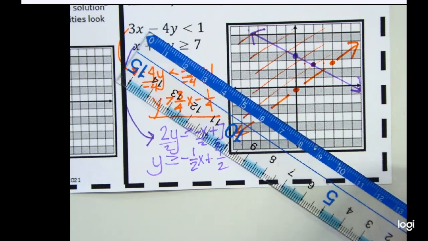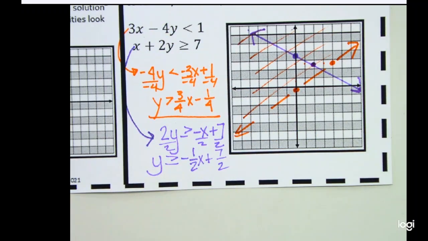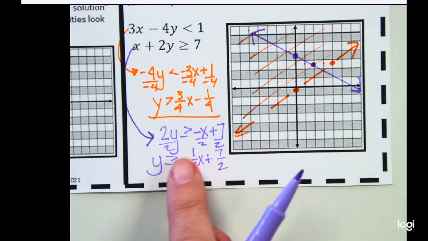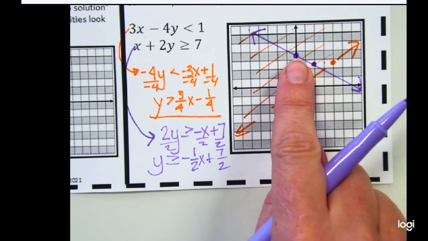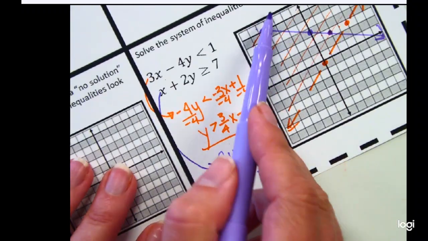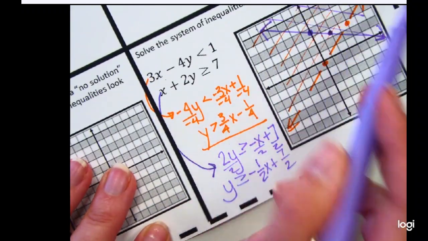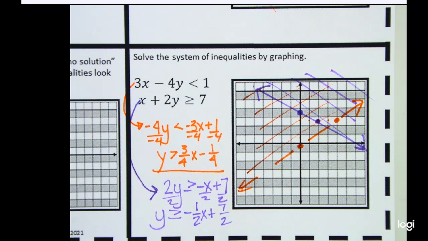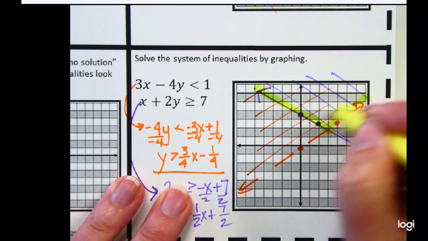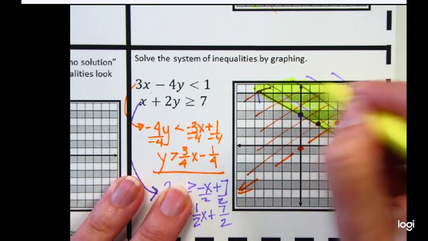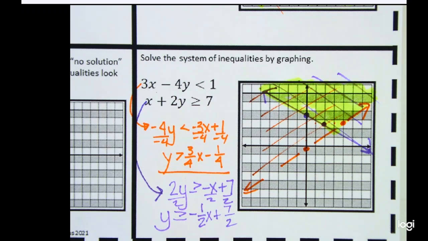And which way do we shade? It says greater than. So look at your intercept. Greater than that intercept would be up the y-axis. Where do these intersect? Right here. That is our true solution.